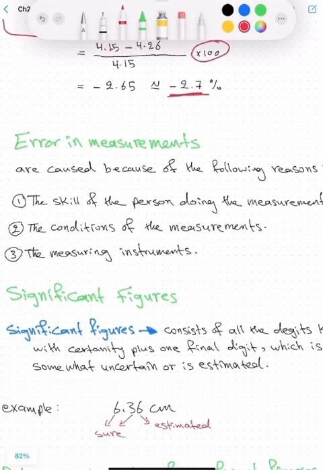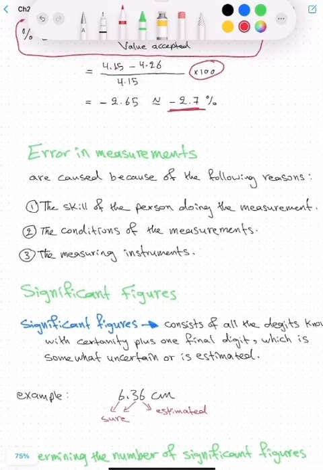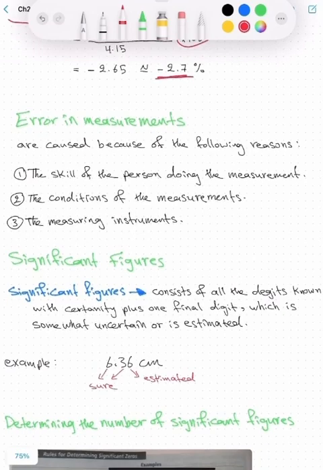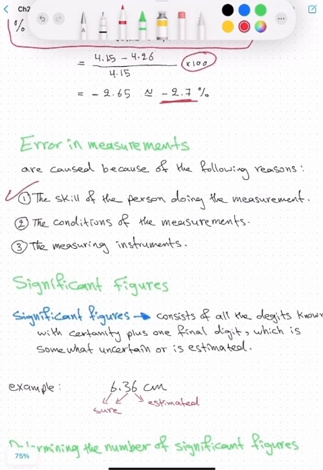Okay, most of the time the measurements that we do are not perfect, they are not 100% accurate. That's why we have percentage error in each experiment. These errors happen because of some reasons. These are a few of them. Number one is the skill of the person doing the measurement. They could not be 100% precise.